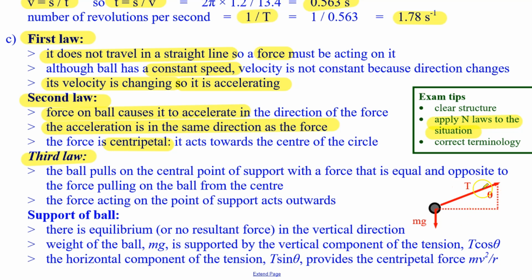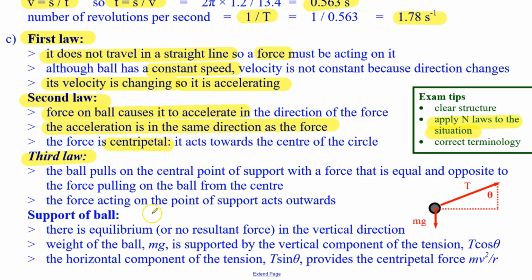So the ball is pulling the support down, on this diagram to the left. The tension is pulling to the right and upwards. So we've got this pair of forces. We've just drawn one force here. The tension is pulling the ball upwards and to the right, but from the point of view of the support in the middle, that will be pulling downwards and to the left. So again, we've made reference to the third law.